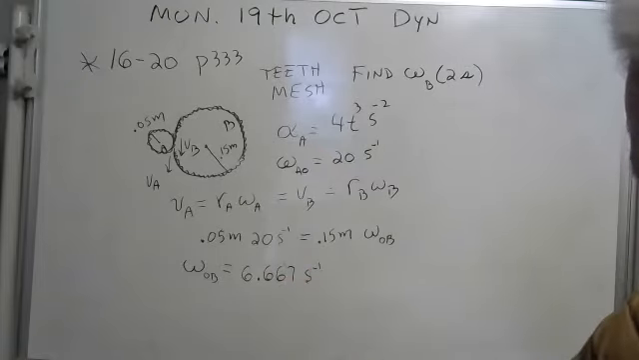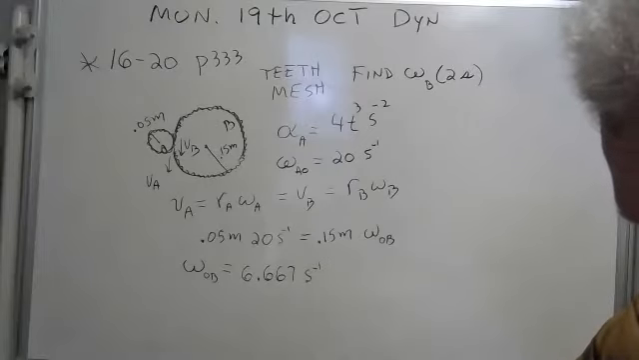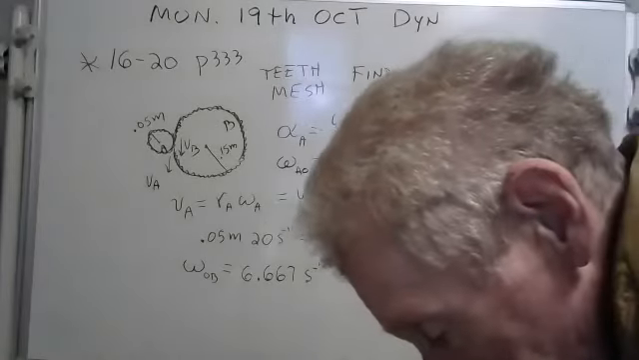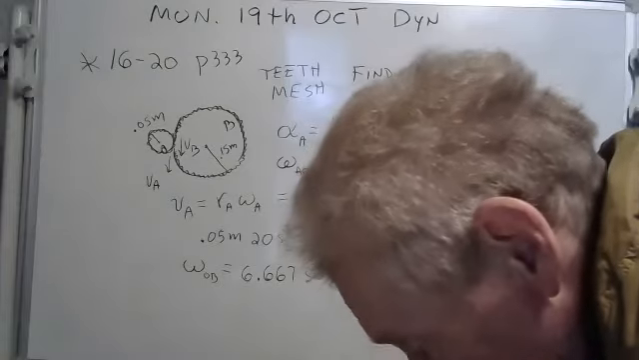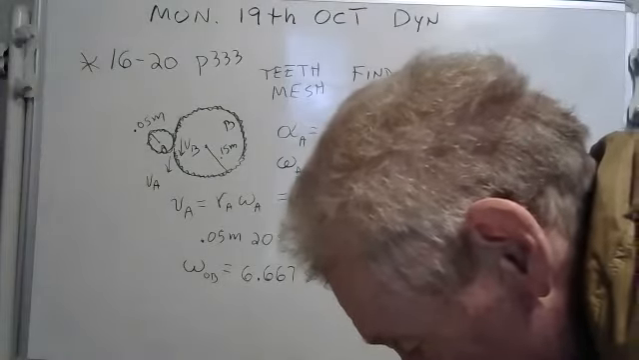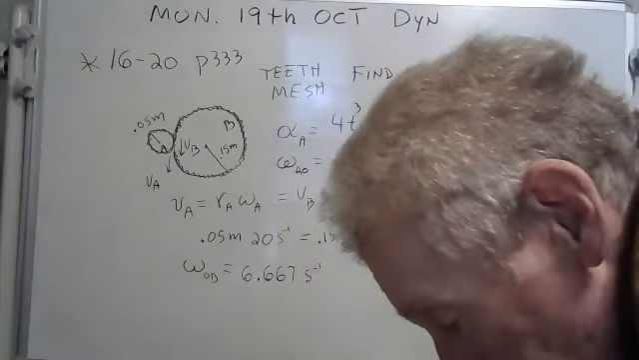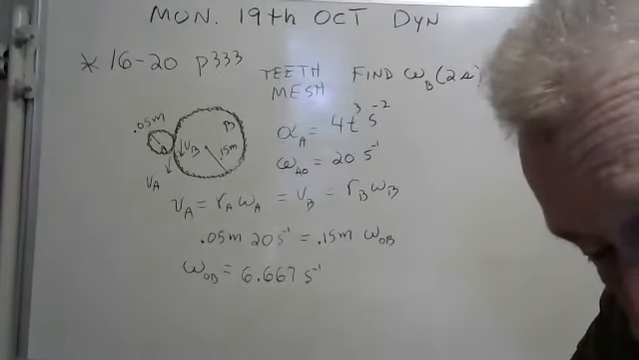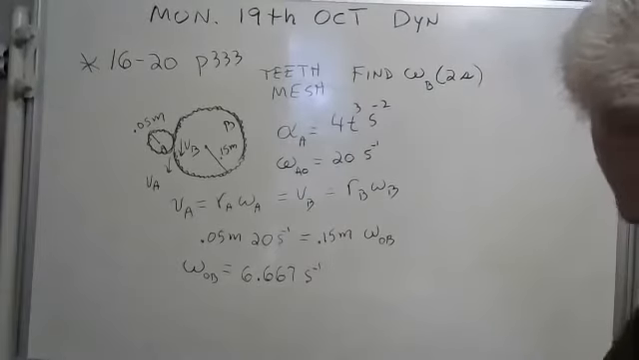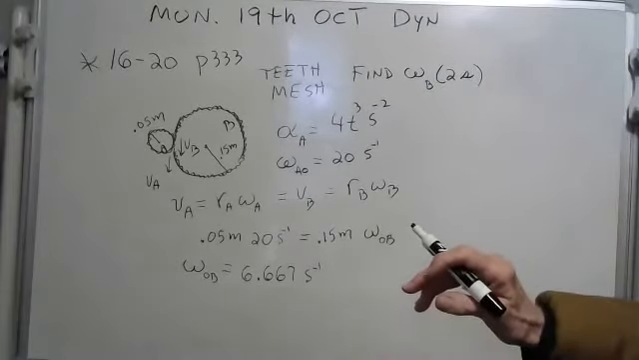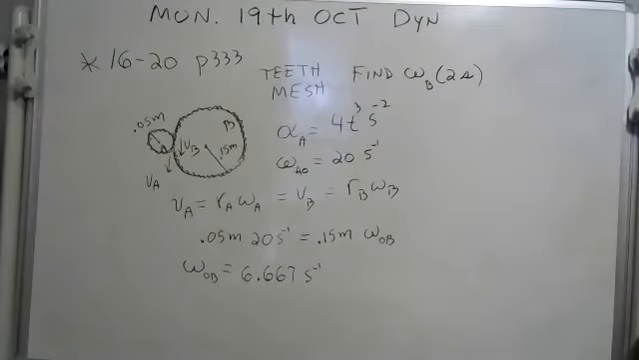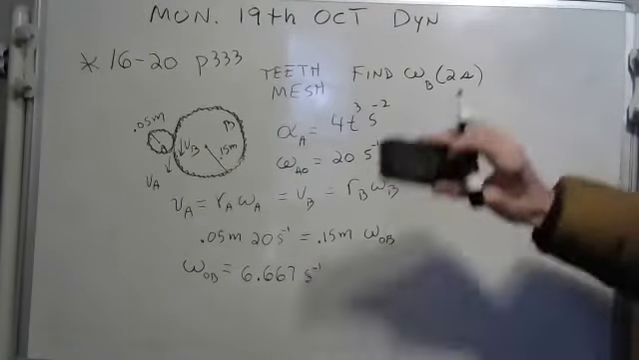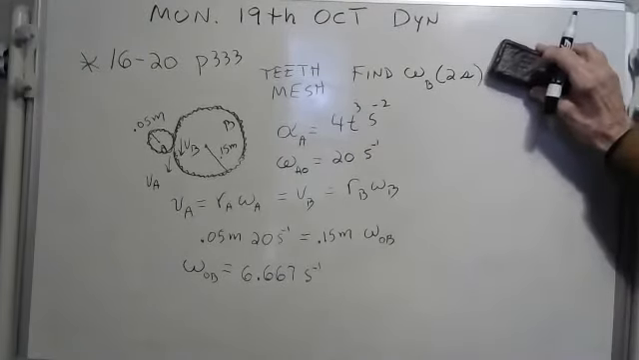Now that's the initial angular velocity. That's not what they want. They want to know the angular velocity of B after 2 seconds. Well, let me write an equation for you that you can't use. I need some room here. How about, here's some room up here.